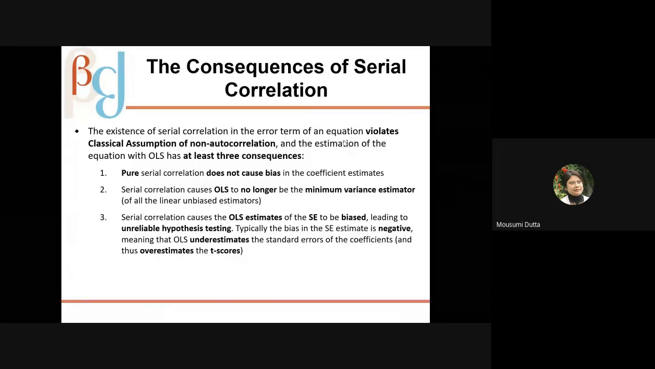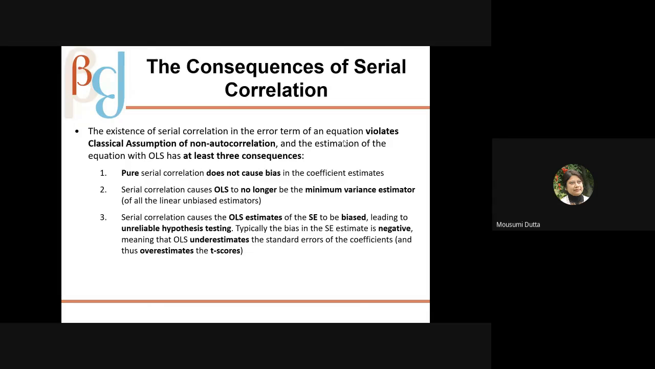The existence of serial correlation in the error term of an equation violates the classical assumption of non-autocorrelation, and the estimation of the equation with OLS has at least 3 consequences. Number 1, pure serial correlation does not cause bias in the coefficient estimates. This is similar to the heteroscedasticity problem. In the context of heteroscedasticity too, we proved that its presence does not disturb the unbiasedness property of the estimator; beta hat OLS is still an unbiased estimator. Similarly, in presence of autocorrelation, we can prove that beta hat OLS will be an unbiased estimator of beta.